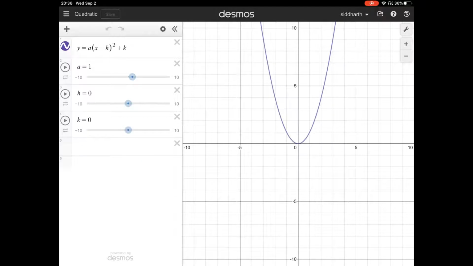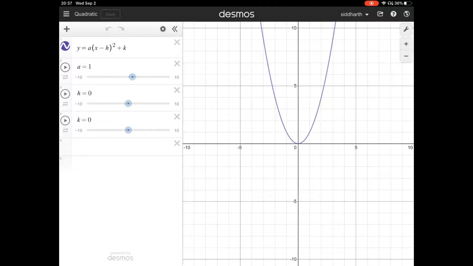Here we have the graph of a quadratic. Recall that a quadratic is in the form of ax squared plus bx plus c. When we factorize it by completing the square, it can also be written in the form of a into x minus h whole squared plus k. That is also known as the vertex form of the quadratic. Now over here, I have a is equal to 1, h equal to 0, and k equal to 0. When I substitute these values in the above equation, we get y is equal to x squared, and that is the graph highlighted in purple over here.